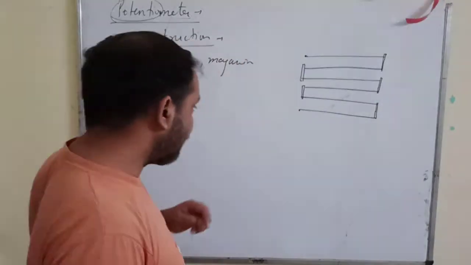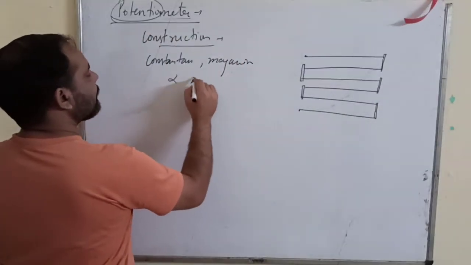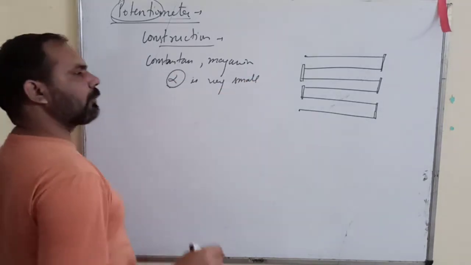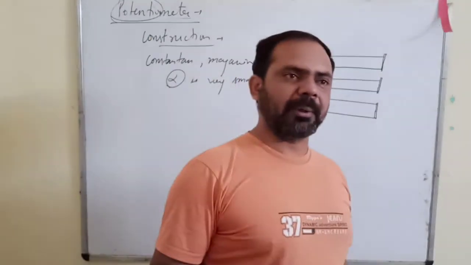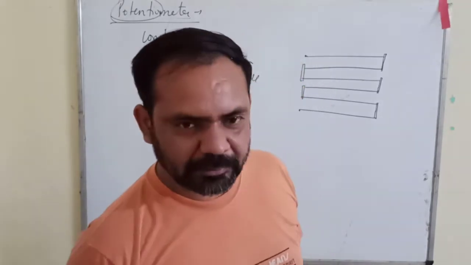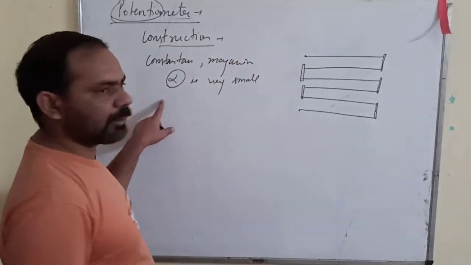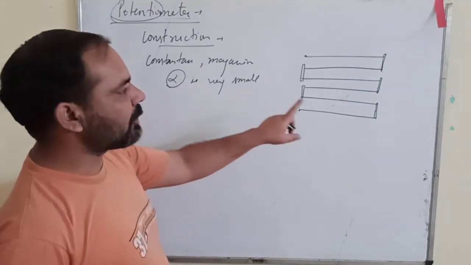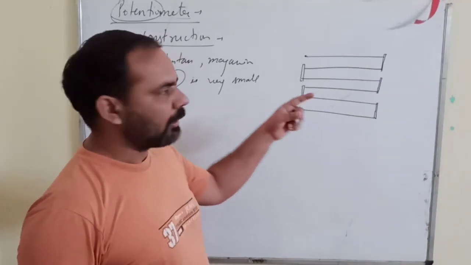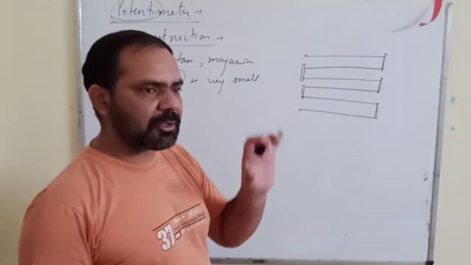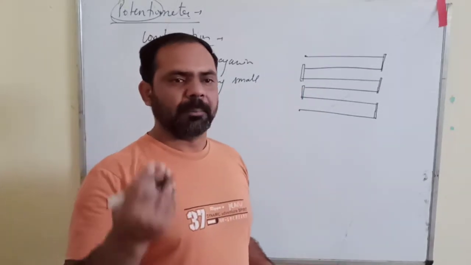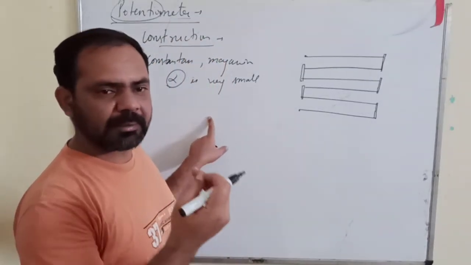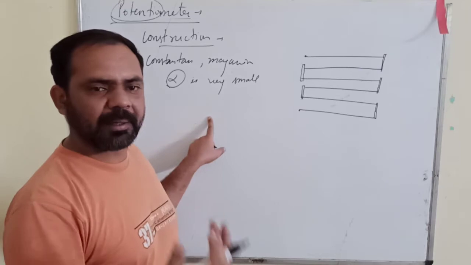The reason is their alpha value is very small. I think you remember what alpha was? Alpha is the temperature coefficient of resistance. It means that alpha is small, so when the temperature of the wire increases, the value of resistance does not change by a large amount. If the alpha value were high, then for a small increase in temperature, the resistance would increase by a large amount.